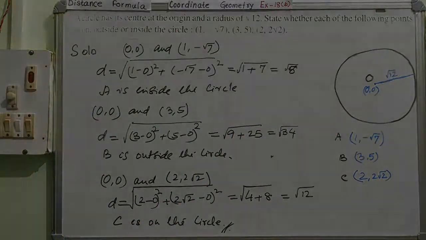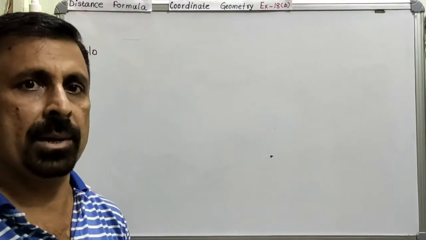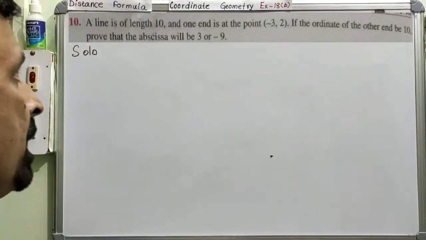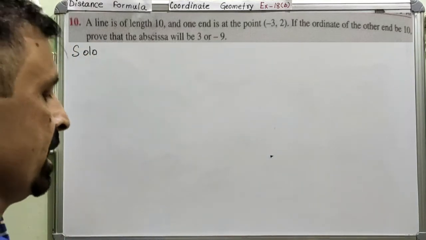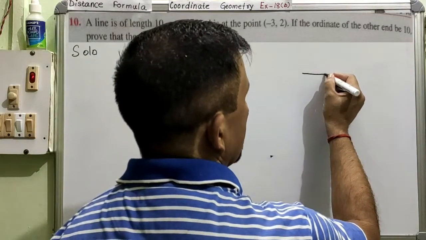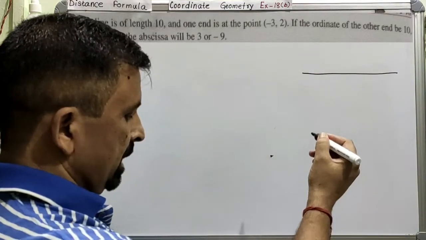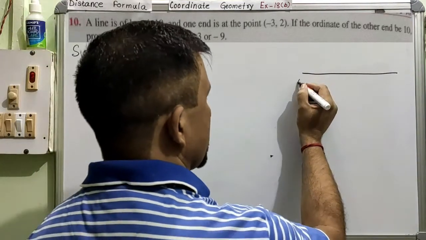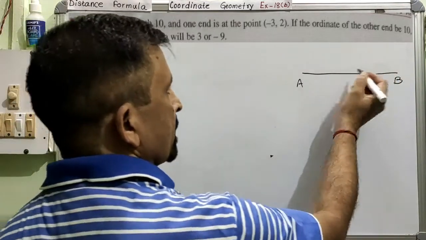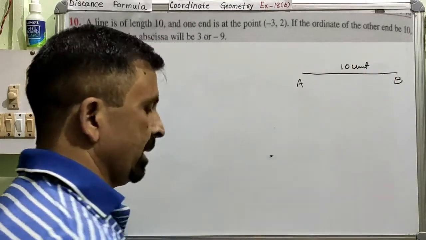Thank you. We are moving on to the last question for this session, right? Question number 10. In this question number 10, we have a line of length 10 units, right? Let us draw a line. This is a line of length 10 units. So let us name the points as suppose A and B, right? And the length of this line is given as 10 units. This is already given, right?